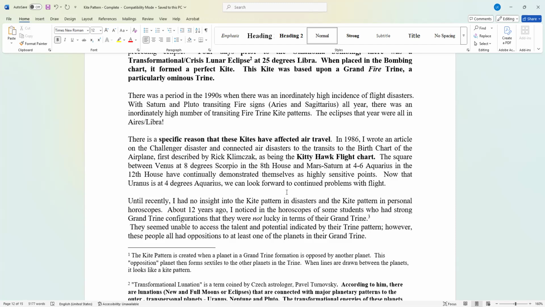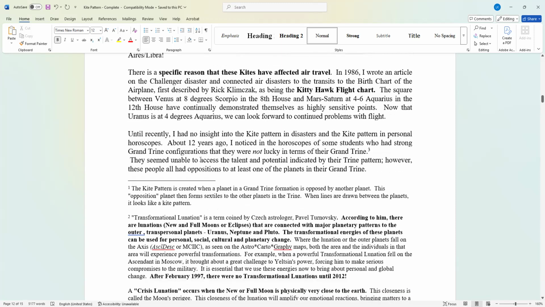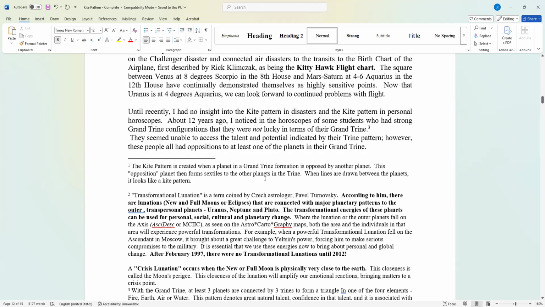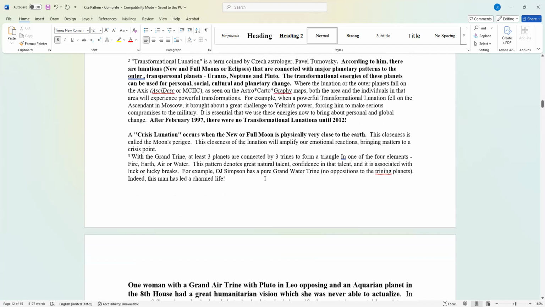And so sometimes when there are air disasters or NASA disasters, you're going to find that it's often connected with the Kitty Hawk chart. And here I have the Challenger disaster and how it was connected with the Scorpio Aquarius square in the Kitty Hawk chart. Let's see. Well, I've got some more information here. I'm not going to go into all of this about how you can tell where a disaster is going to take place using astrocartography and what a crisis lunation is.